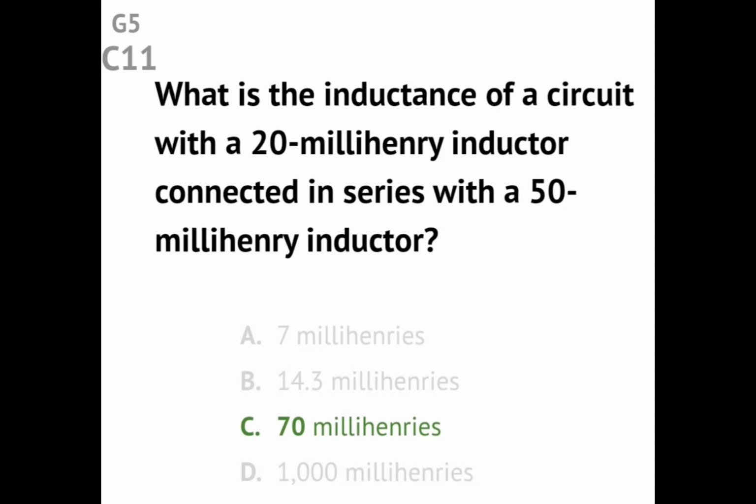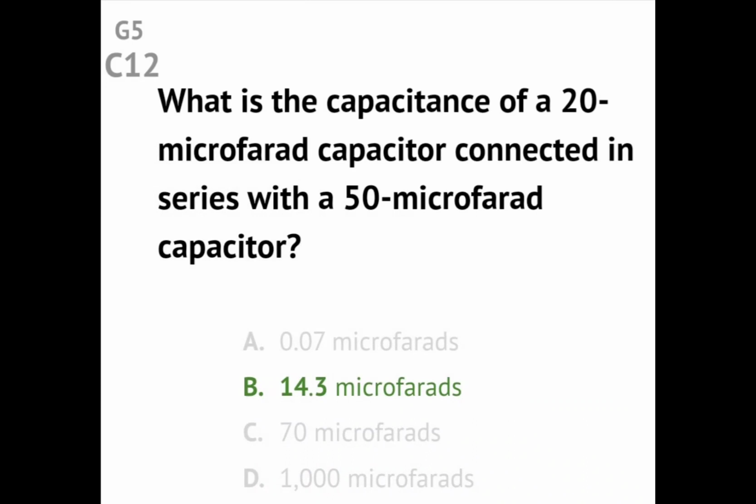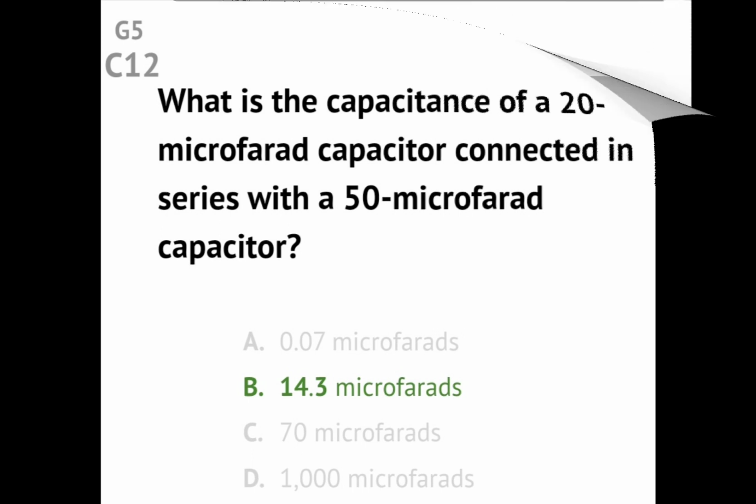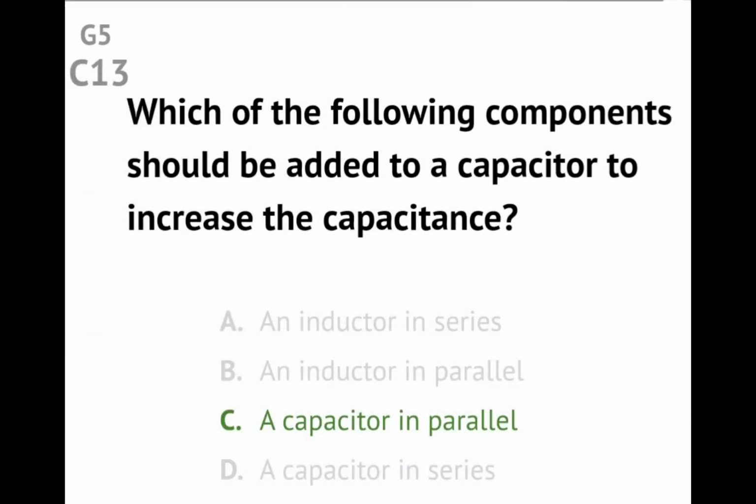Question G5C11. What is the inductance of a circuit with a 200 millihenry inductor connected in series with a 50 millihenry inductor? Answer: 70 millihenries. Question G5C12. What is the capacitance of a 20 microfarad capacitor connected in series with a 50 microfarad capacitor? Answer: 14.3 microfarads.